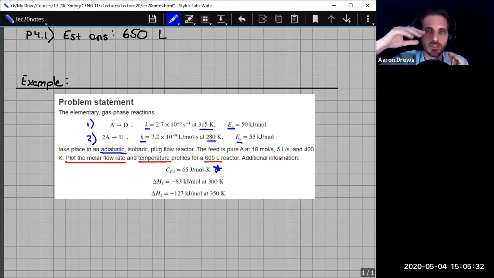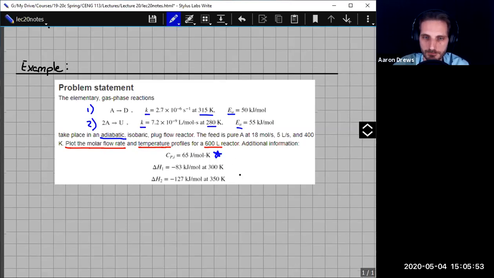So if, for example, the A goes to D is just taking a methyl group and rotating it around, those heat capacities will probably be somewhat similar. The 2A goes to U, it's probably less accurate as an approximation, because if you glue two molecules together, the resulting molecule is not really the same as either of the other two. But we're just going to roll with it.